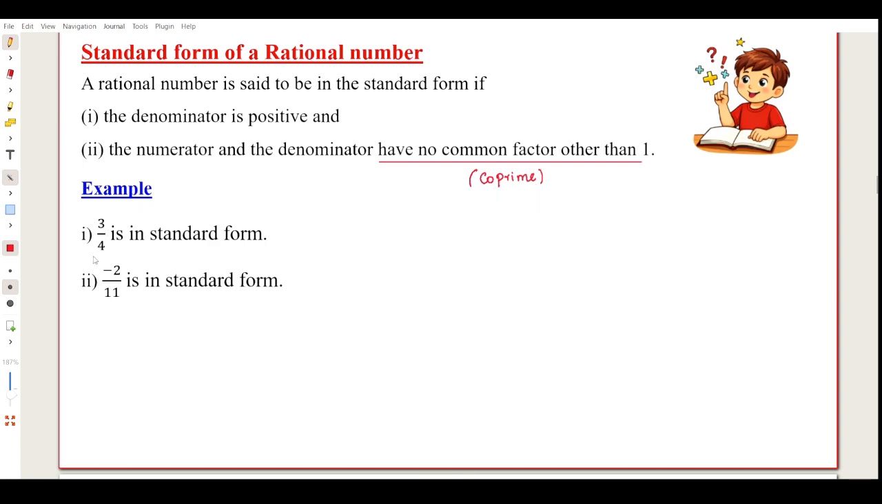For example, 3 by 4 is in standard form. Minus 2 by 11: the negative sign is with the numerator, so there is no issue, and 2 and 11 have only 1 as a common factor. These types of numbers are called the standard form of a rational number.